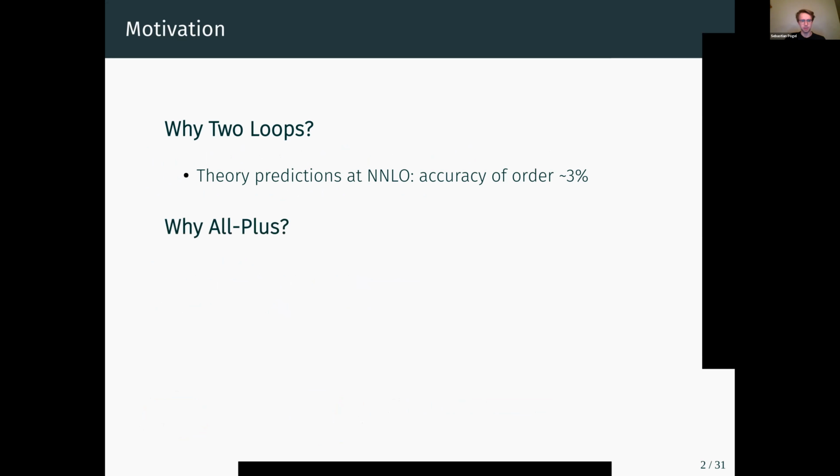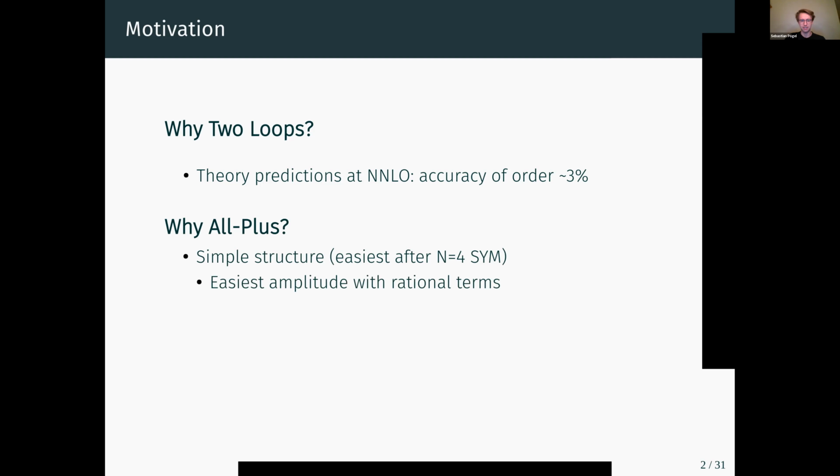Next, we are specializing to amplitudes of all-plus helicity configuration. The reason for that is that they just have a very simple structure, and they tend to be the easiest after N=4 super Yang-Mills amplitudes. Additionally, they're the easiest amplitudes that contain rational terms, which we are of course focusing on. And so that makes them an excellent testing ground for developing new techniques that could then be applied to more complicated QCD amplitudes later on.